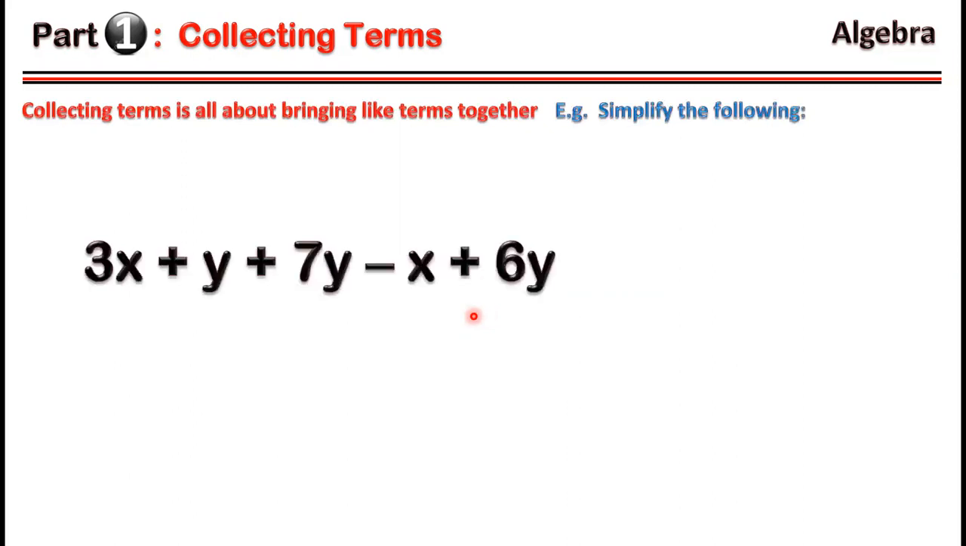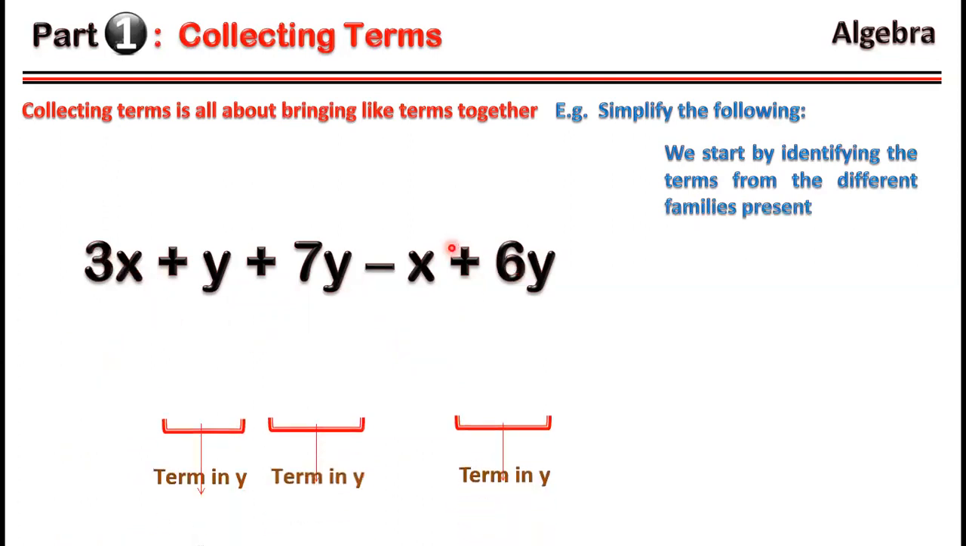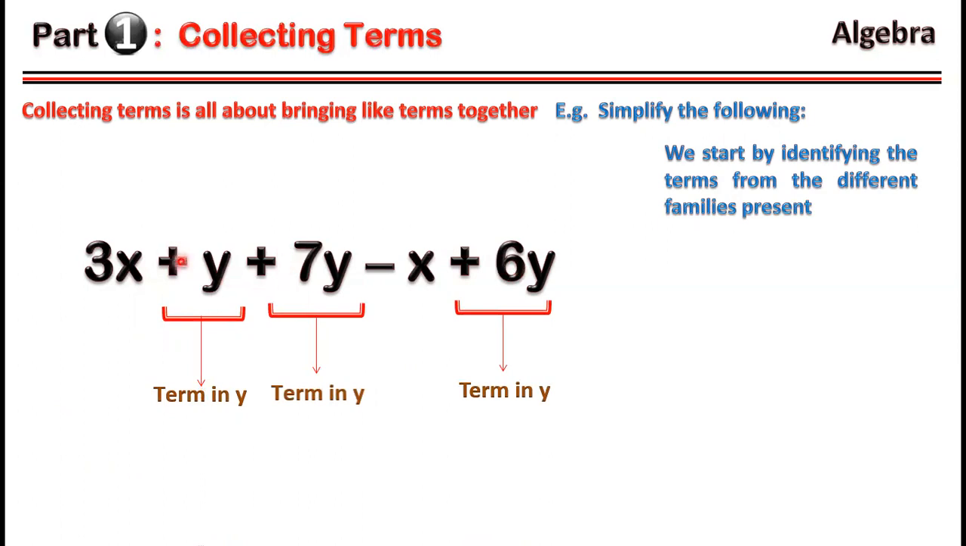So the next example, we have 3x plus y plus 7y minus x plus 6y. So we equally start by identifying terms from the different families present. We have the terms in x: we have 3x and we have minus x. For the terms in y, we have plus y, plus 7y, and plus 6y.